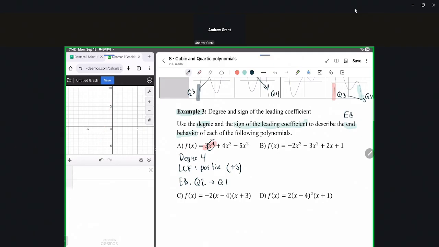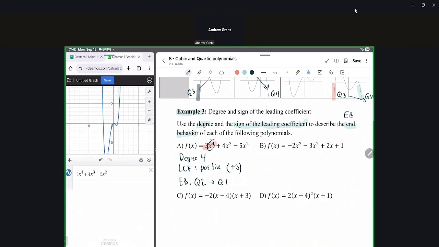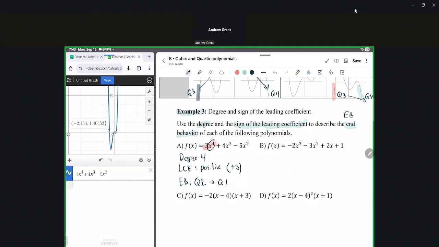So it looks like that. So what I'm saying is, if I were to graph what this thing looks like, negative 3x to the power of 4, positive 3x to the power of 4, plus 4x to the power of 3 minus 5x squared. Here's what that one looks like. We start off in quadrant 2 and we end in quadrant 1.